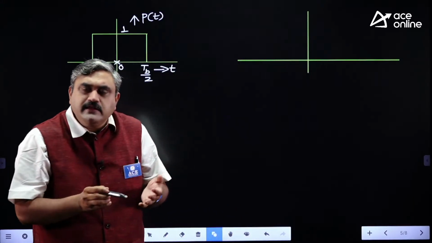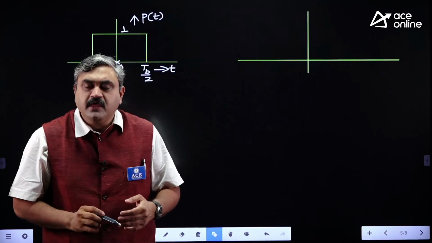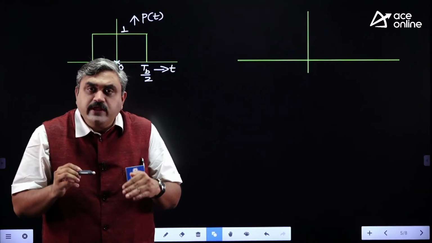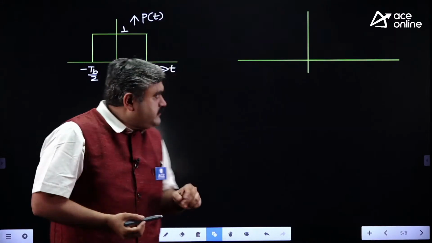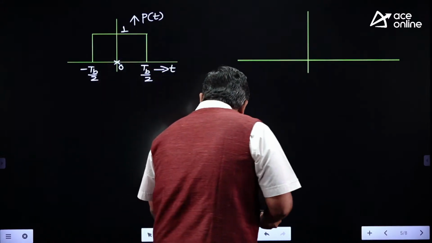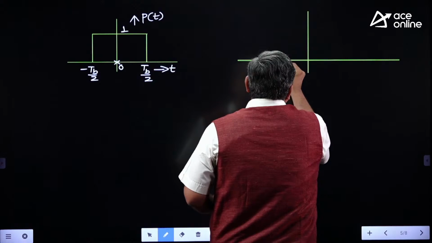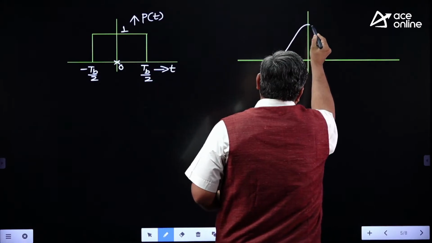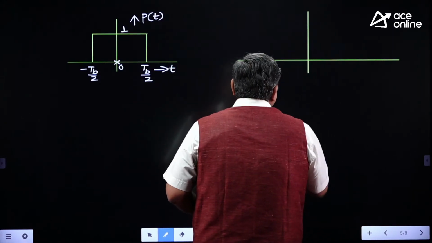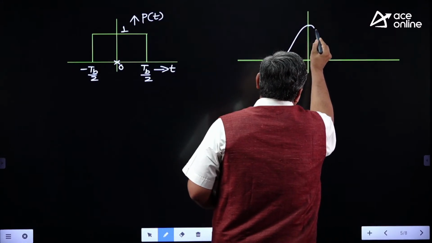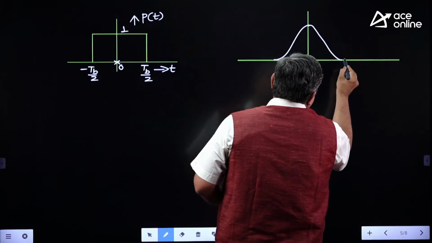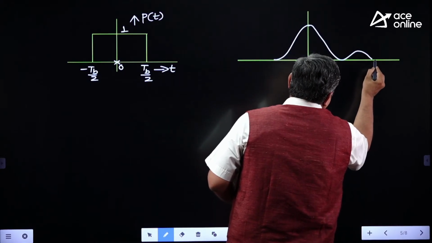Correct or not? Rectangular function transformation is sinc function. So when you take Fourier transformation square, it gives you energy spectral density. So what would be the shape you will have here? You will have a major lobe centered about the origin, and all remaining will be minor lobes. I am not that good at drawing pictures, but the concept you have to be very, very clear. This is how it looks like.